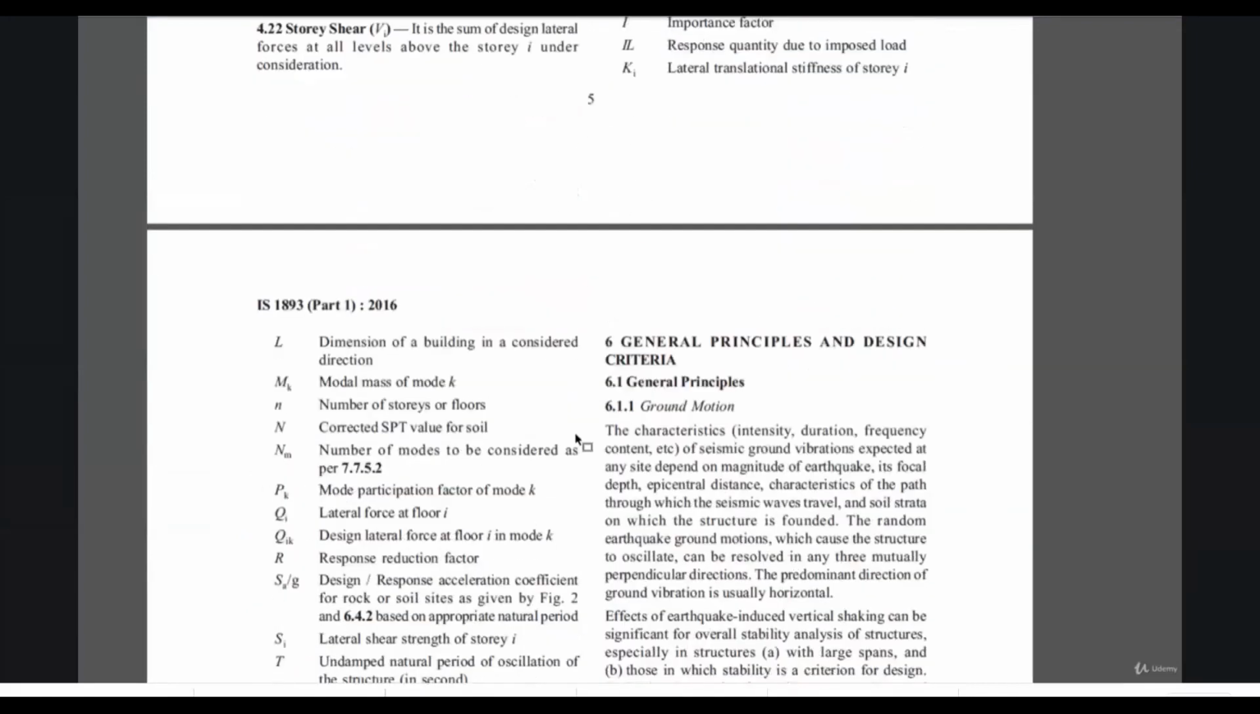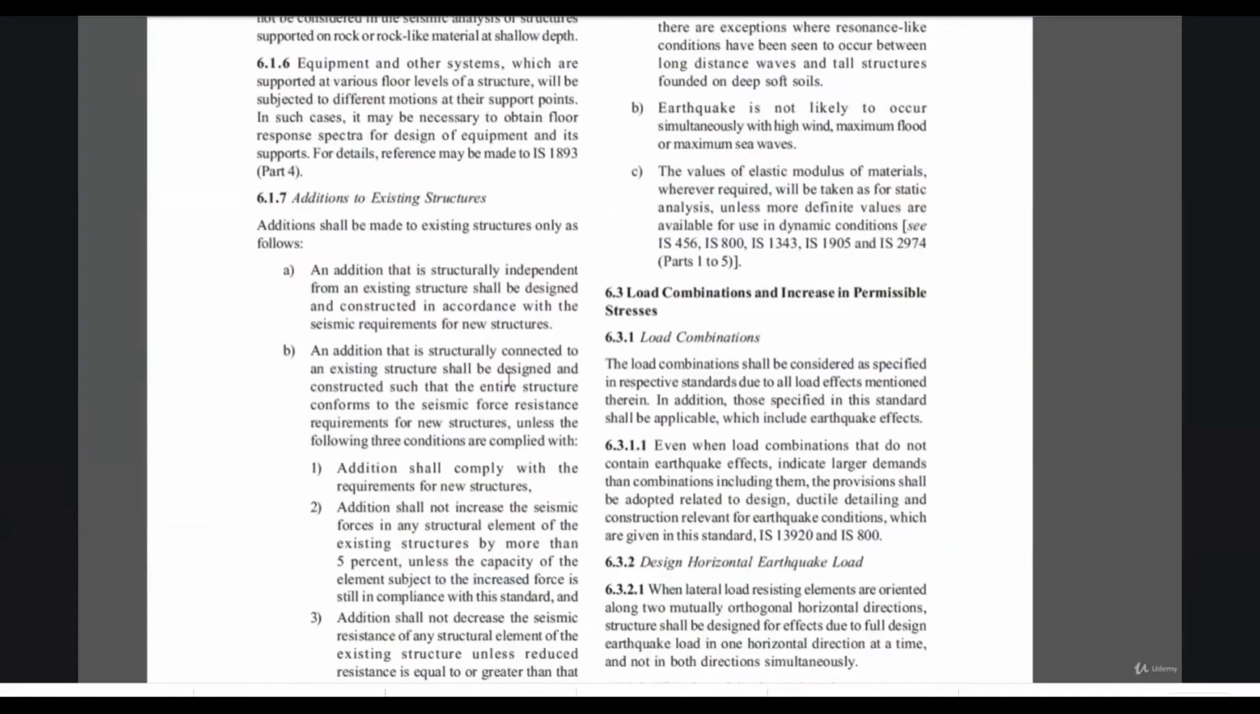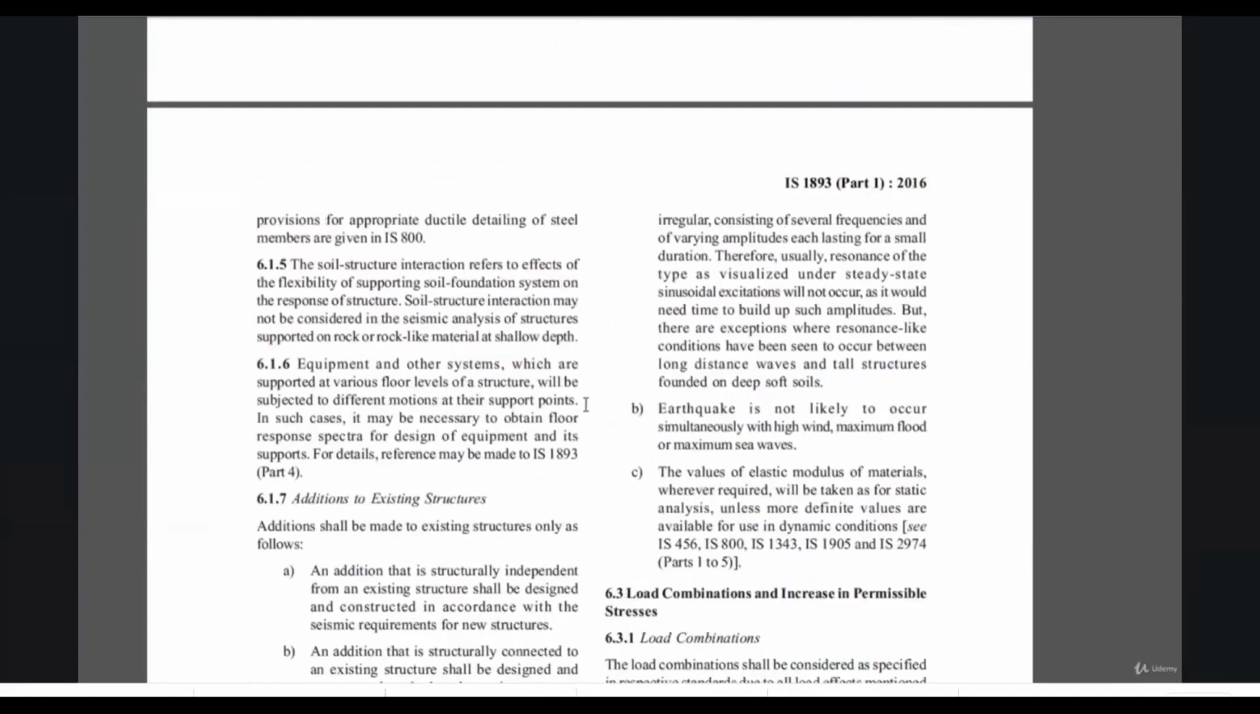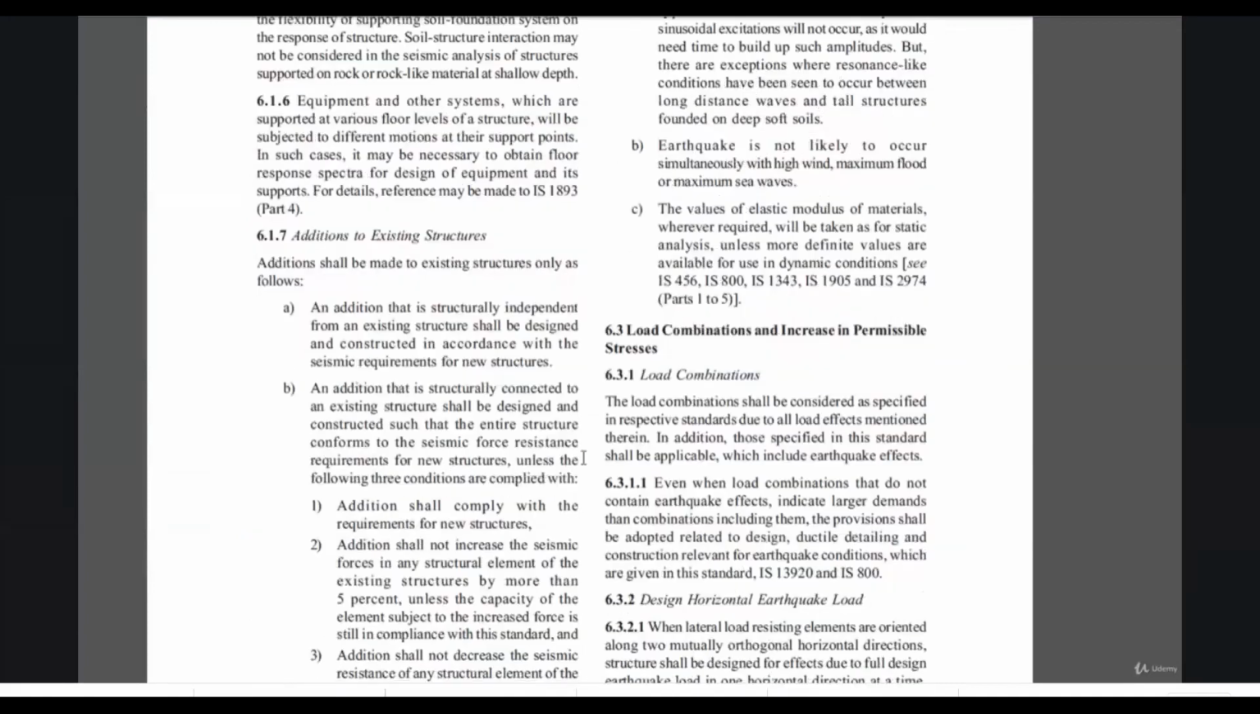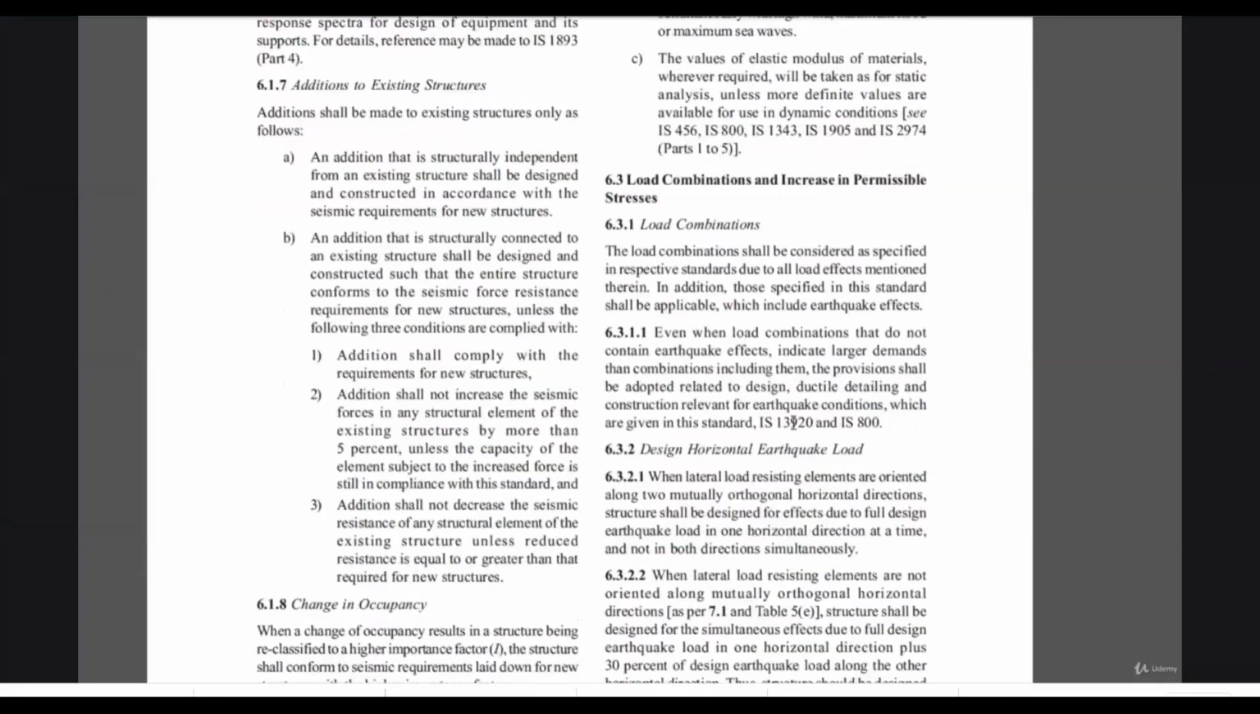After that, there are various parameters that the code is guiding us on: an earthquake is not likely to occur together with high wind, maximum flood, or maximum sea waves. That is, we never mix earthquake loading with wind loading. After that, load combination: the code has guided us that load combinations shall be as specified in the respective standard. That is, they shall be different for concrete and steel.